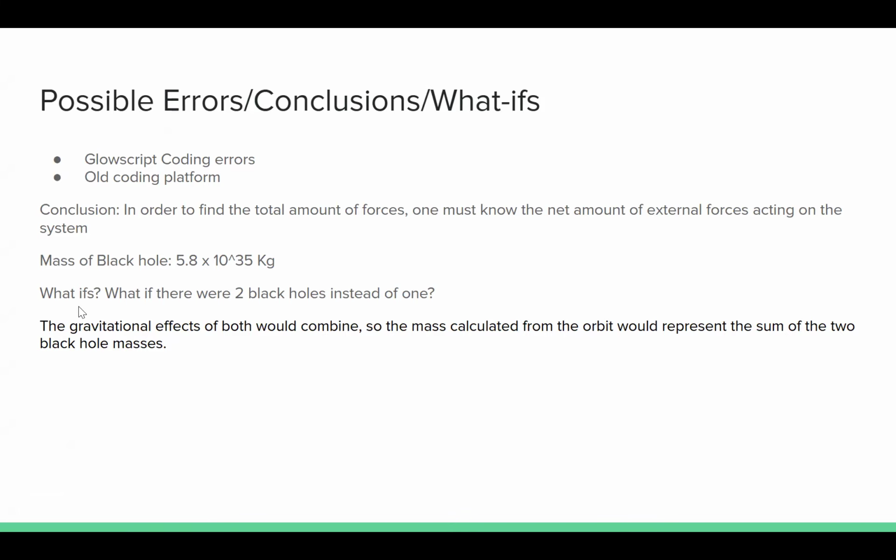And then a quick what-if question: what if there were two black holes instead of one? The gravitational effects of those would have combined, so whatever mass we calculated would have represented the sum of those two black hole masses.